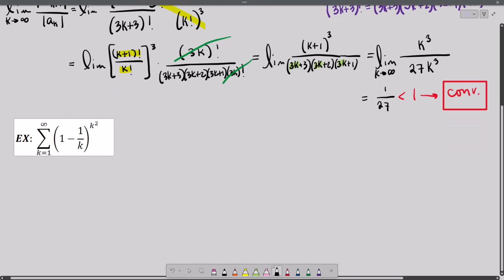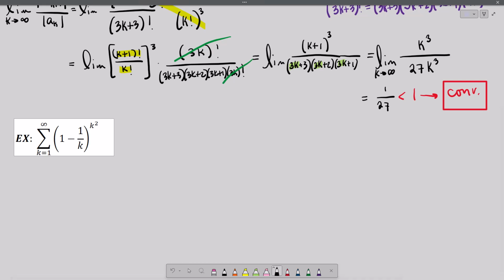Okay, this one, should we use root or ratio? Yeah, we have that power on the outside. We're going to go root. So let's go root here. So we're going to take the limit of the kth root of the absolute value of a sub k.